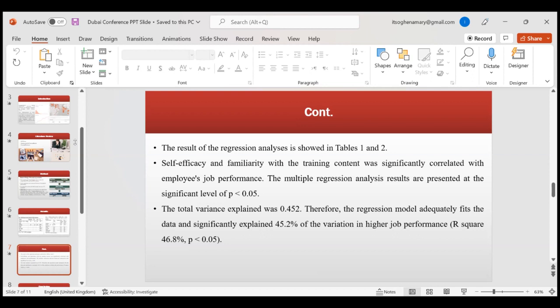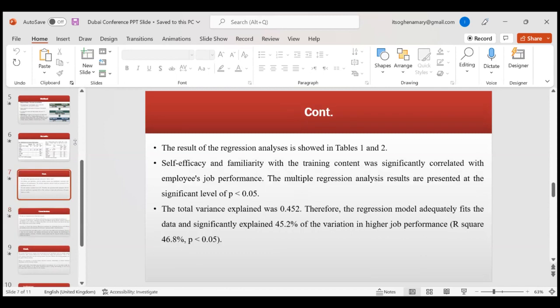The multiple regression analysis results were also presented. They were significant at 0.05. The variance explained was 0.456, which is 45.2% of the variation in job performance. That is R square 46.8. This is the result in detail, and the detailed result is also presented in the report.